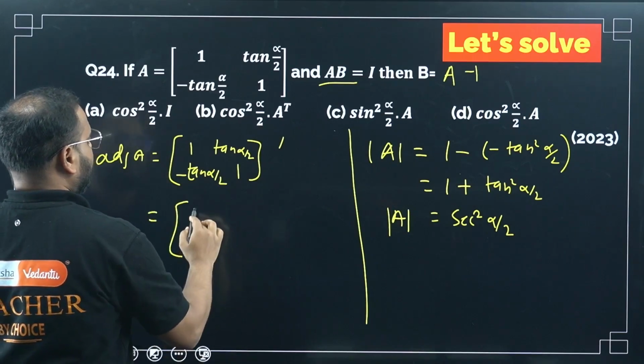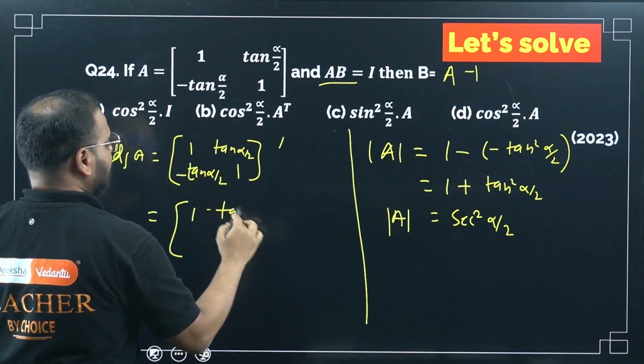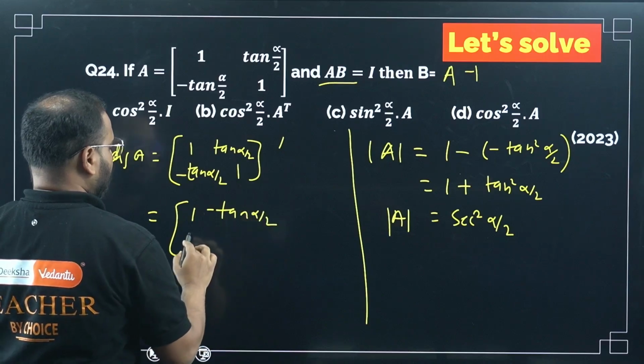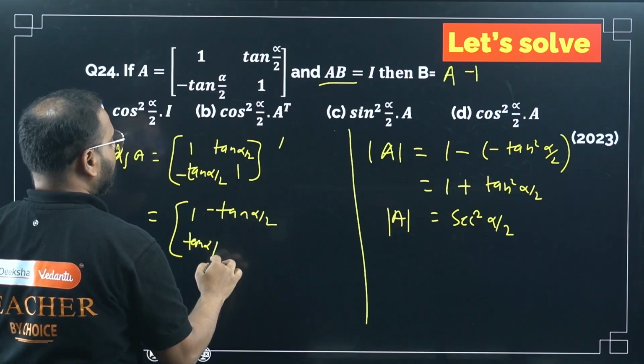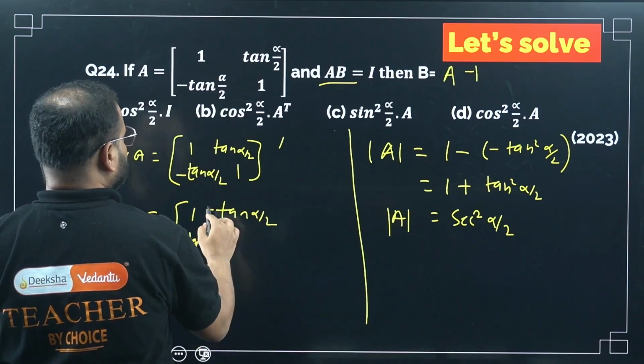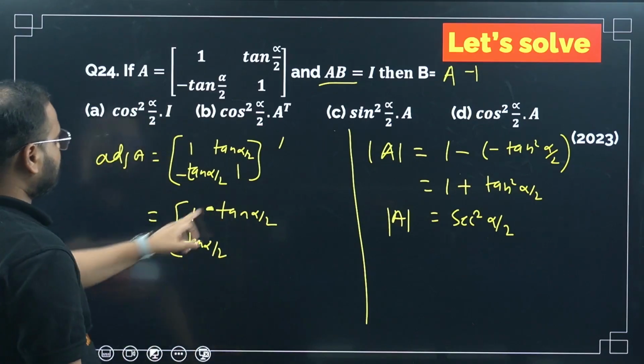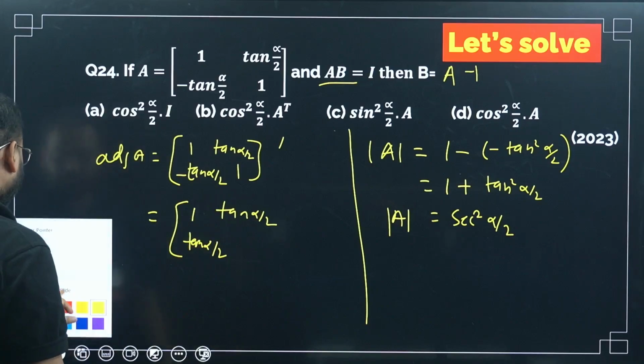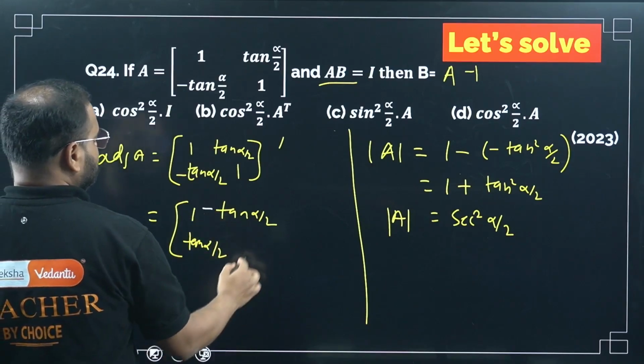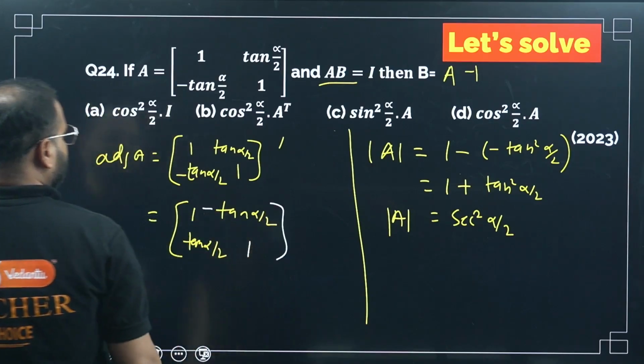What am I going to get? 1, minus tan alpha by 2, this will be tan alpha by 2. Okay? This is the minus sign. This is the minus sign. Not visible, I'll change the color. Okay? Minus tan, and this is simply 1. This is my adjoint A, right?